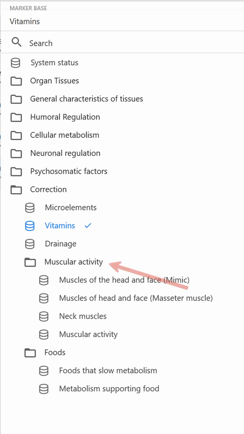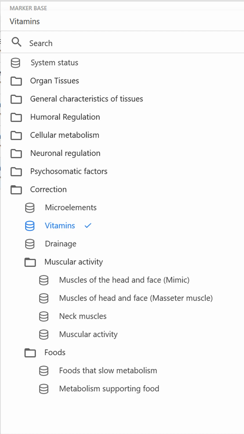The muscular activity folder can be useful to analyze excessive muscle tension, which accordingly requires relaxation, and insufficient muscle activity, the study of which will increase their tone. The bases of the muscles of the head, face, and neck are not only an emphasis on maintaining beauty, but also an indication of the possible causes of an imbalance in the autonomic nervous system.